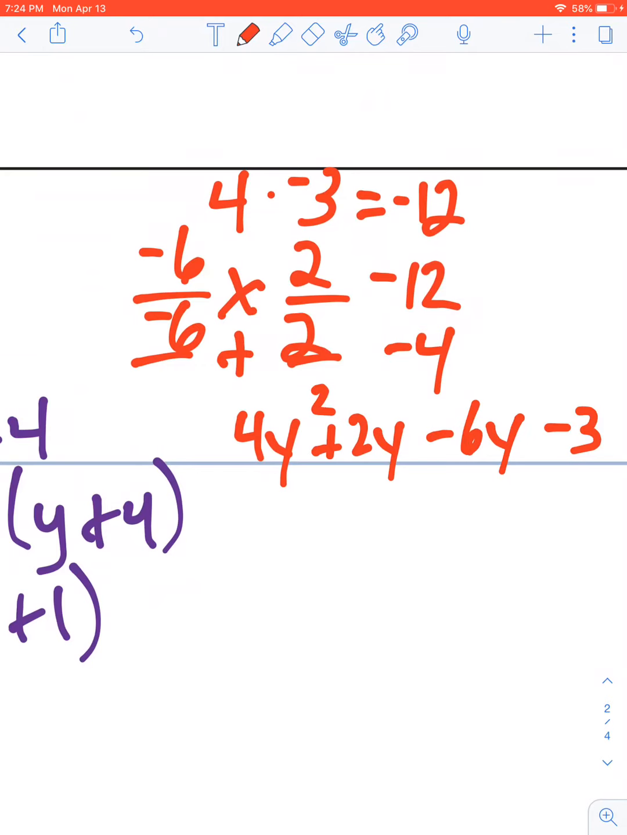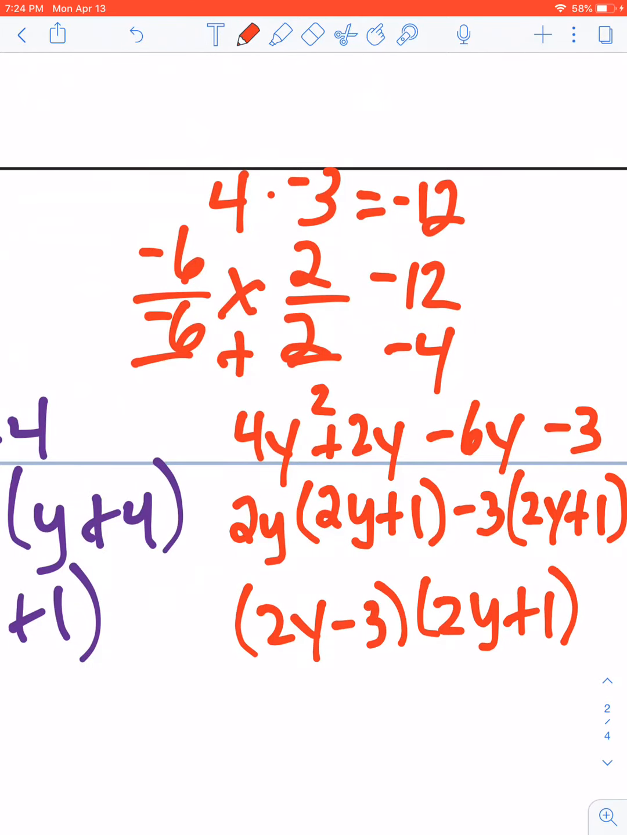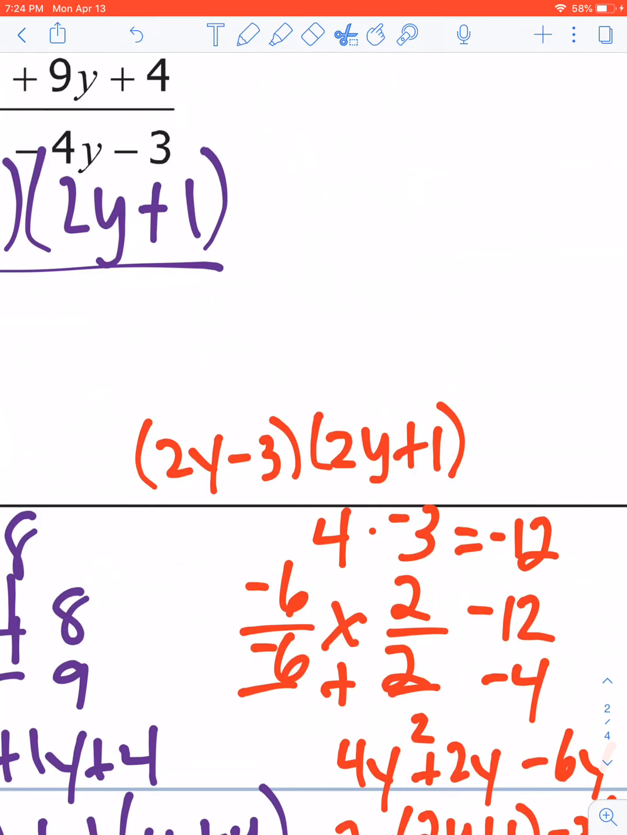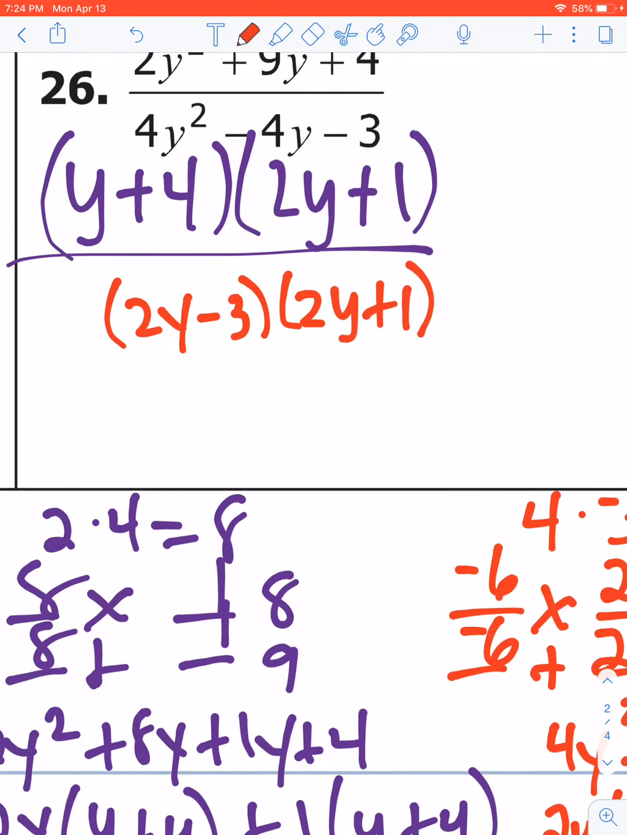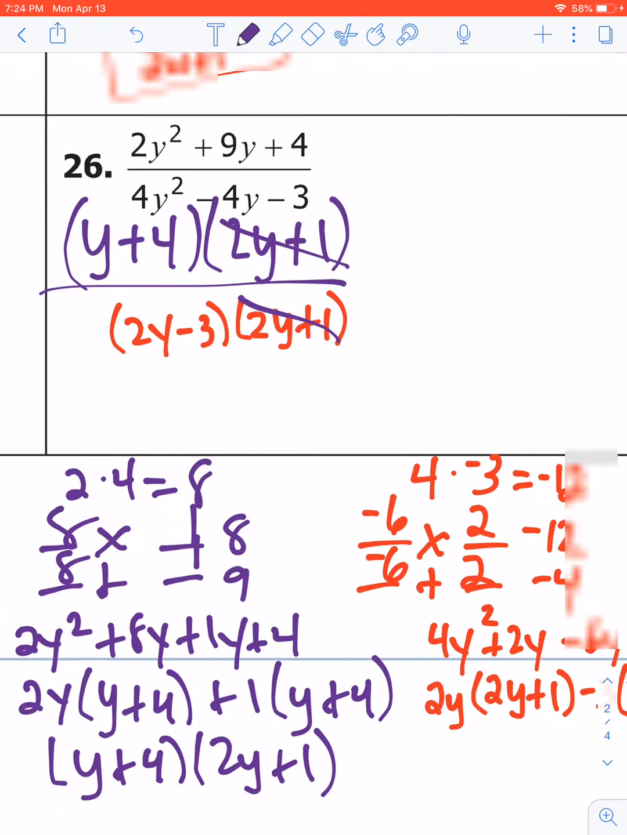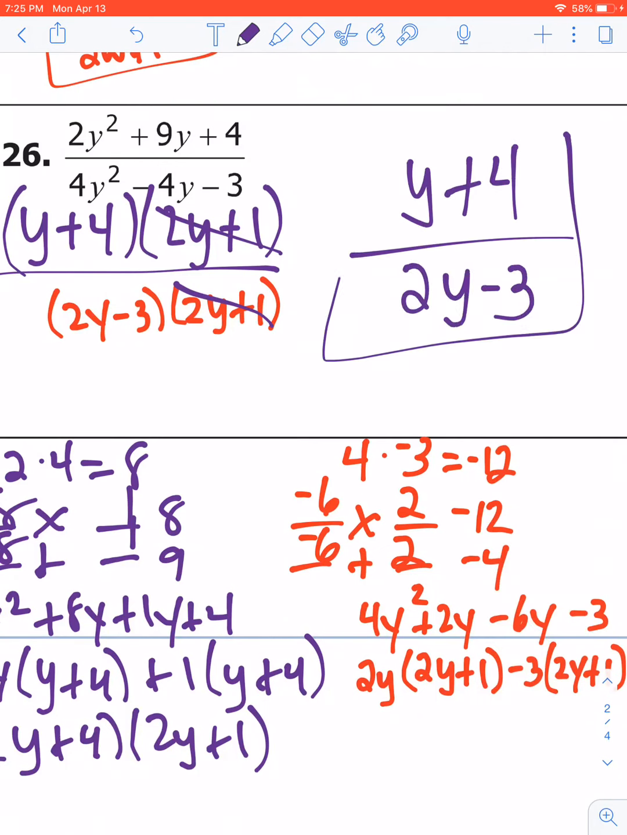I think that's how a lot of you would probably group it. So I can pull a 2y out. I can pull out a negative 3. And I'm left with 2y minus 3 times 2y plus 1. All right, so to finish, we can cancel out the common binomial factor of 2y plus 1, leaving me with a final answer of y plus 4 over 2y minus 3.